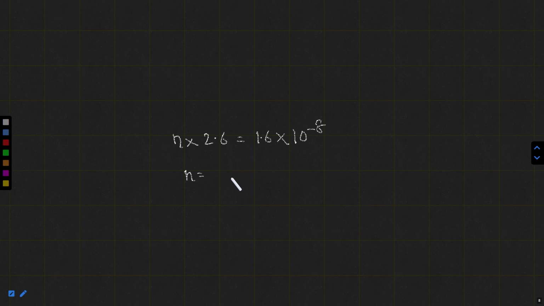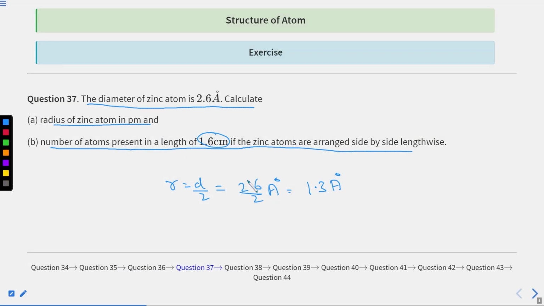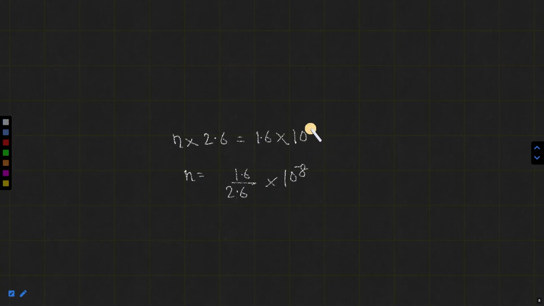Further, we will just bring it here. So we have to convert centimeter into angstrom. So we will multiply it by 10 to the power plus 8, not minus 8. Now 1.6 by 2.6 into 10 to the power 8.